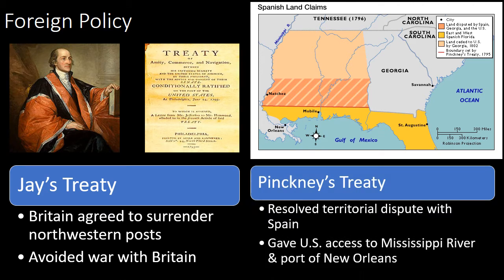Washington sent Chief Justice John Jay on a special mission to Britain to talk the country out of its illegal practice of searching and seizing American ships and impressing the American sailors into the British Navy. Jay brought back a treaty in which Britain agreed to abandon its posts on the U.S. western frontier, but it said nothing about the impressment.